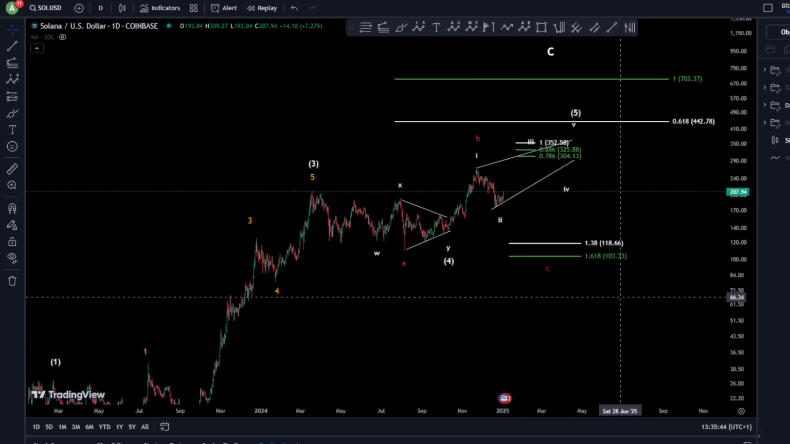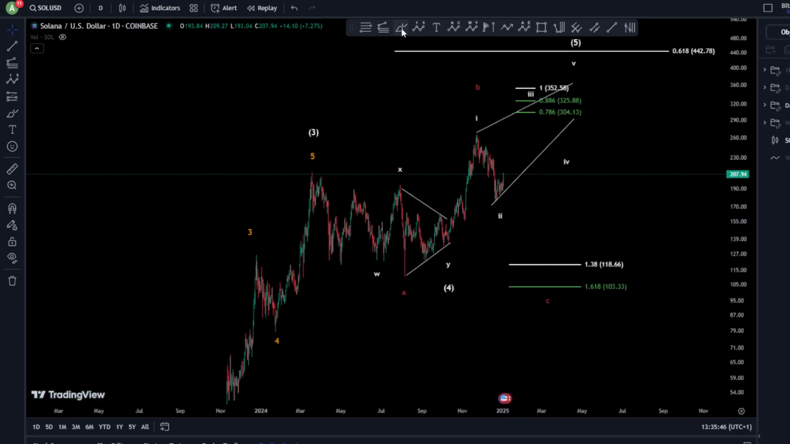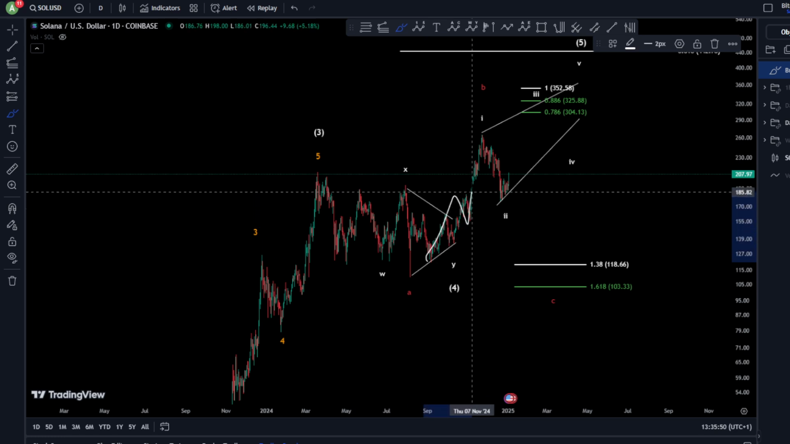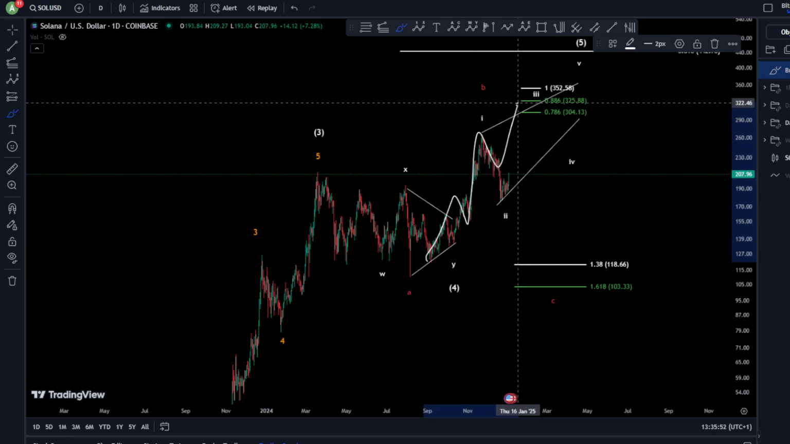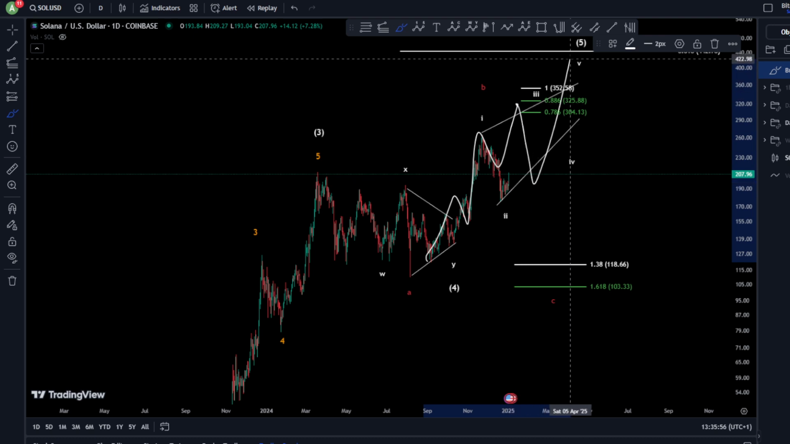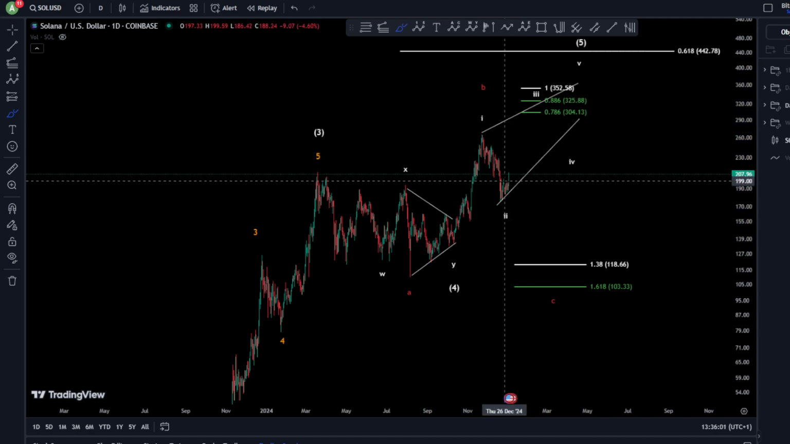Now, the difference as well is that in an impulse, you would like to see for a wave 1, of course, 1, 2, 3, 4, and a 5. You would like to see an impulse for just a wave 1, and then a 2, and then 3, 4, 5 continuation toward the upside. As you can see, this did not happen.